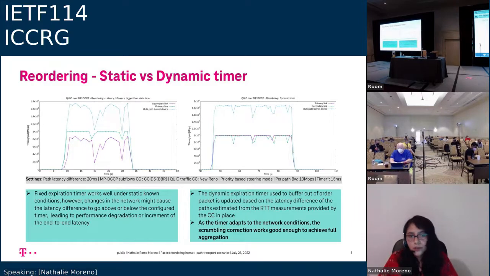So there is no more scrambling and a congestion control like New Reno doesn't react anymore. But this sequence-based reordering doesn't do anything with the latency difference of the paths. So we still have the problem of the high jitter, even though the New Reno doesn't react to that. Next slide, please.